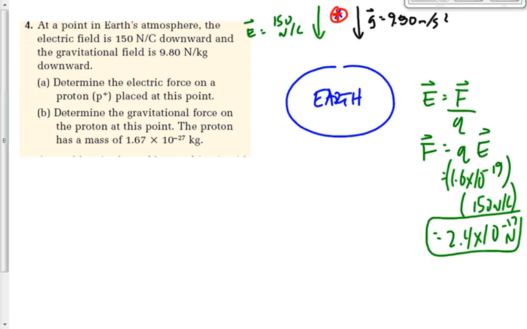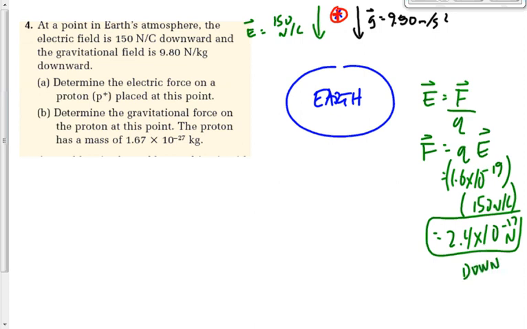Yeah. A proton will experience a force in the same direction as the field. If it was an electron or a negative particle, it would move opposite to the field, right? Positives with the field, opposites against the field. Field is downward, positive particle experiences a force with the field. So it's a downward field, it's a downward force.